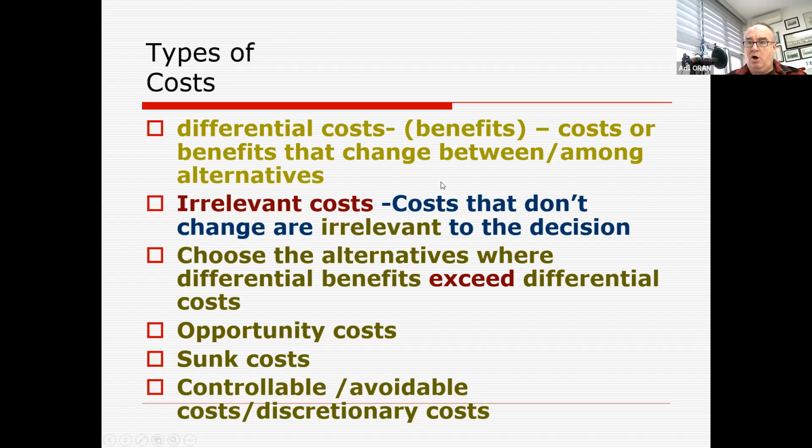Now, these are costs or benefits, revenues, expenses in a sense, that change between the different alternatives you're trying to evaluate. So if a cost doesn't change, if it's not differential, then typically it's not relevant to the decision that you have to make. If something is remaining constant at zero or some other level, whether you decide to do this or do this, in that case, it doesn't make a difference. So differential costs are what we're going to be focusing on.